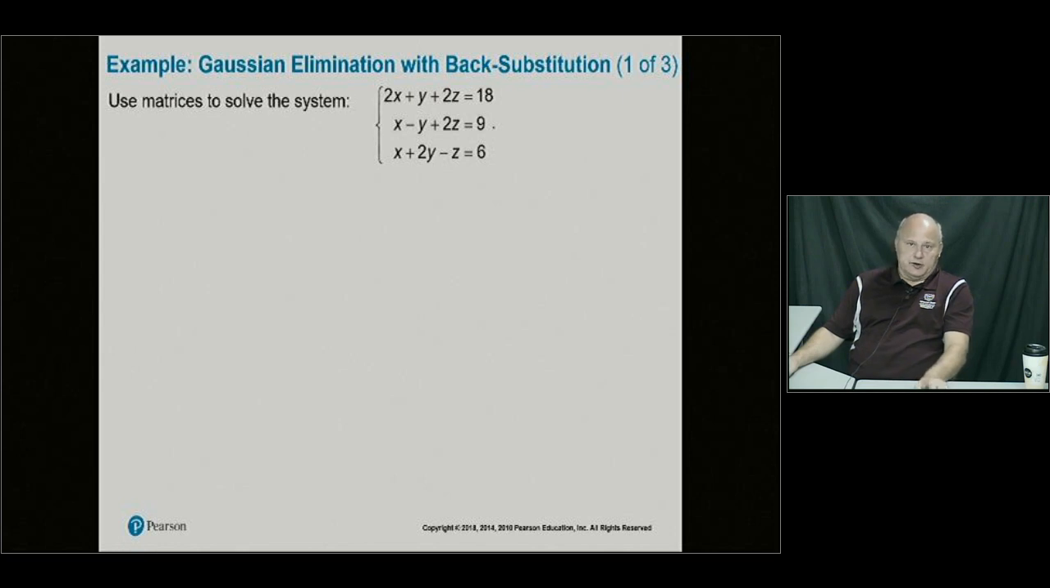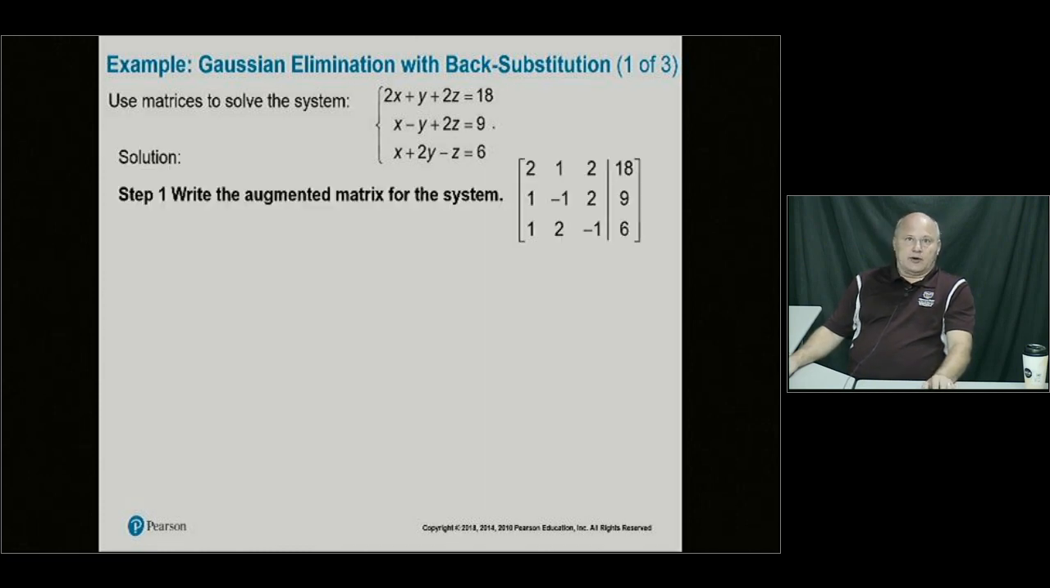Now remember, we solved this another way previously, but we want to use matrices, and we're going to put it in row echelon form to do it. Notice it takes 3 slides. So here goes. We want to write the augmented matrix for the system. So 2, 1, 2, and then the 18. And then 1, negative 1, 2, 9. And then 1, 2, negative 1 are the coefficients of the third equation, and on the other side, there's a 6.